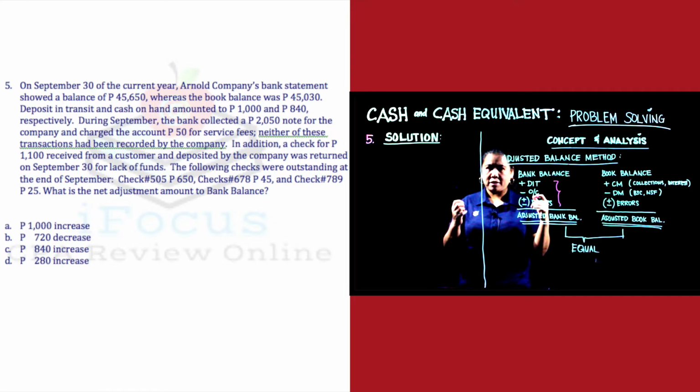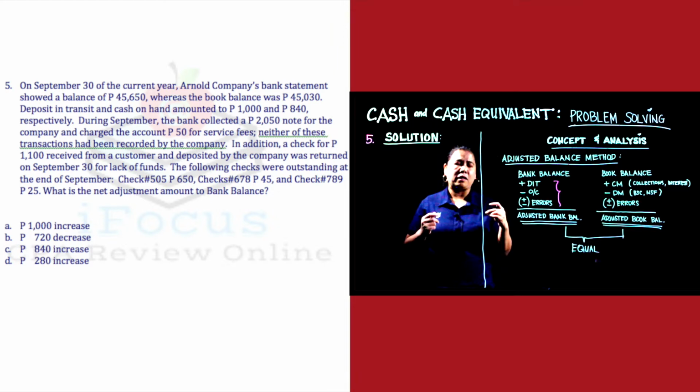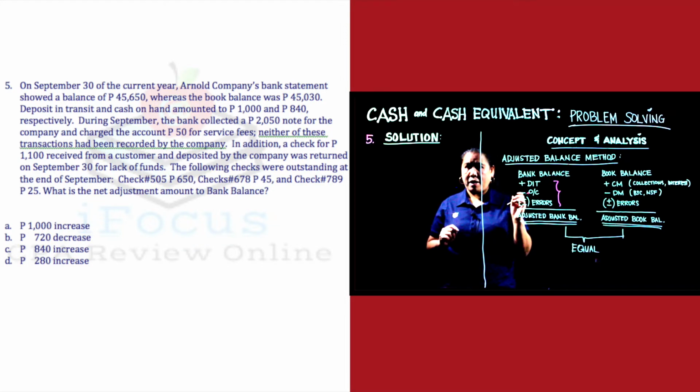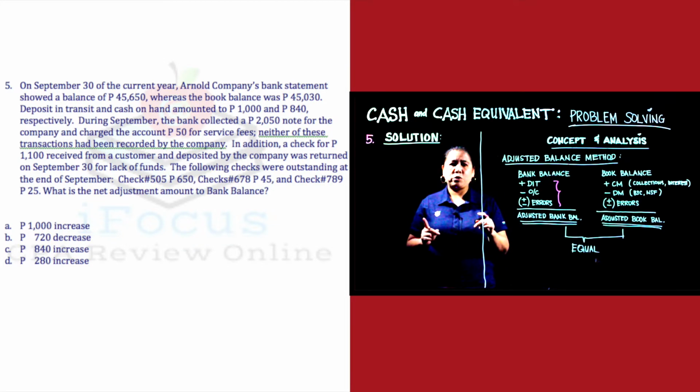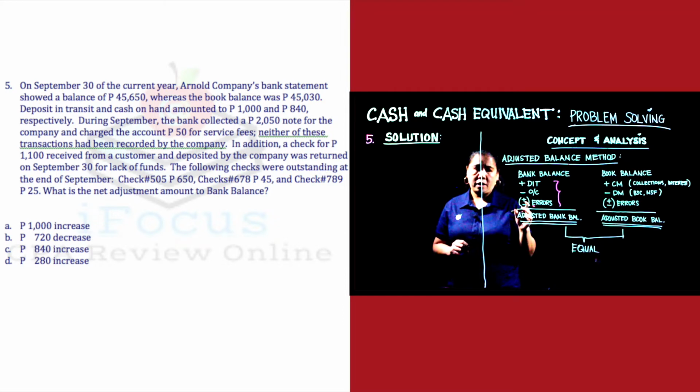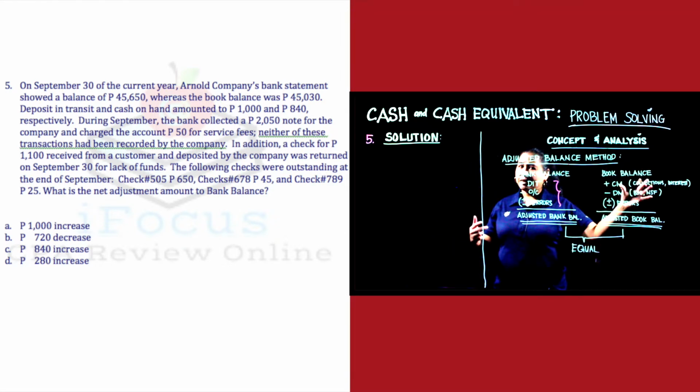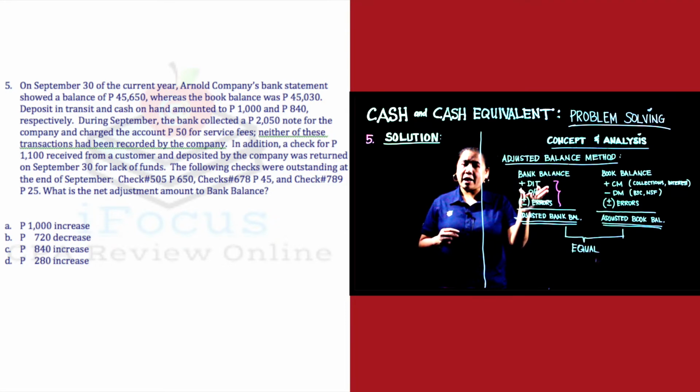Yung deposit in transit, yung mga reconciling items na ina-add at dinideduct natin sa bank balance to come up with adjusted cash balance. So, on September 30 of the current year, ang kukunin lang po natin to solve this problem ay yung mga reconciling items. Then, we will determine kung increase or decrease siya sa bank balance. Alright? Whereas, the book balance was 45,030. So, yan ay book balance. Hindi natin kailangan yan. Dahil ito lang po ang kailangan natin sa requirement ng problem.